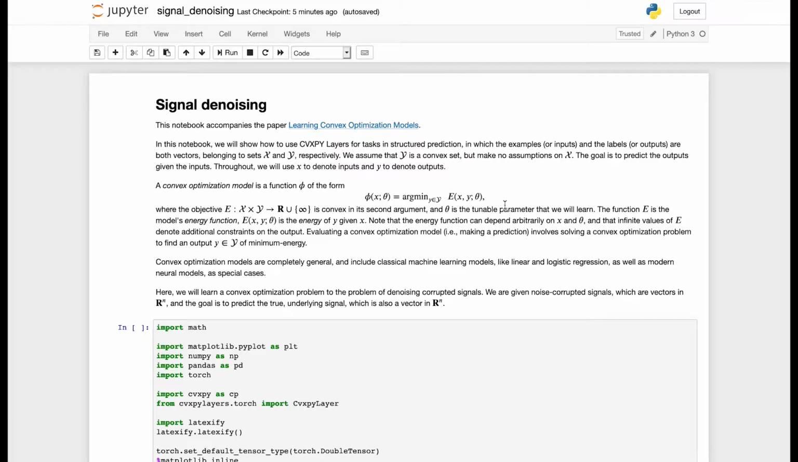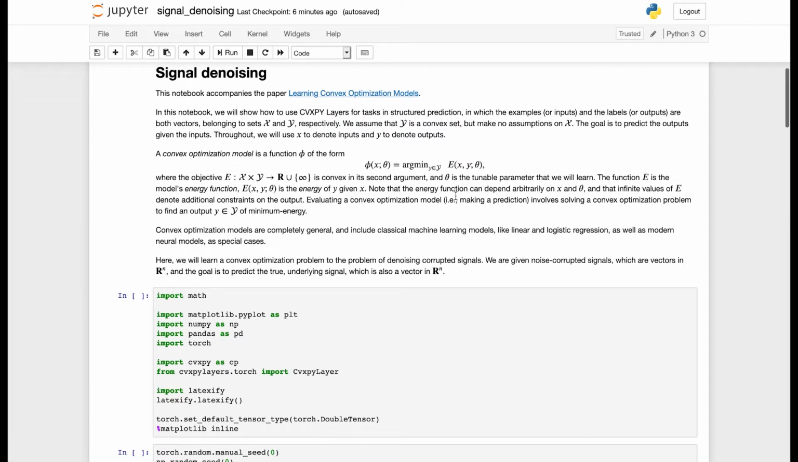I should say that this is a really general formulation. Even though this is a convex optimization problem, one thing to note is that the energy function can depend arbitrarily on both x, which is the input or the training example, and theta. So in that sense, it's very general. To make a prediction for the training example x, we have to solve the convex optimization problem, so we have to find the argmin over y of the energy function. The reason that CVXPy layers comes into play here is that we want to tune the parameter theta in the problem in order to get good predictions.